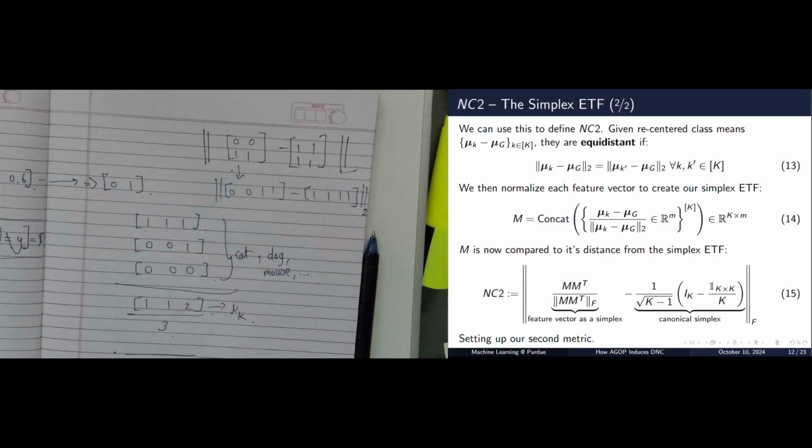So we have the feature vector that we structured into the simplex form. We have our canonical simplex and say how close are you to my actual number, and if it's close to 0, that means it's good. If it's far from 0, that means we have not gotten to that point yet, and that sets up our second metric.